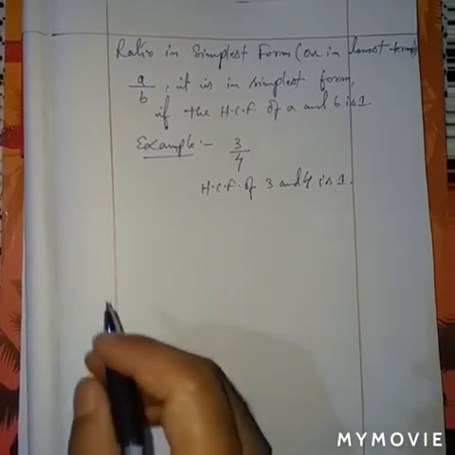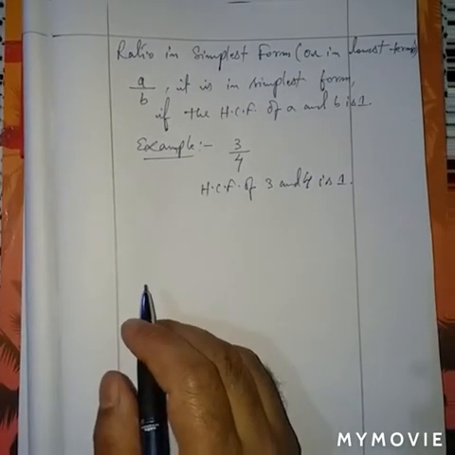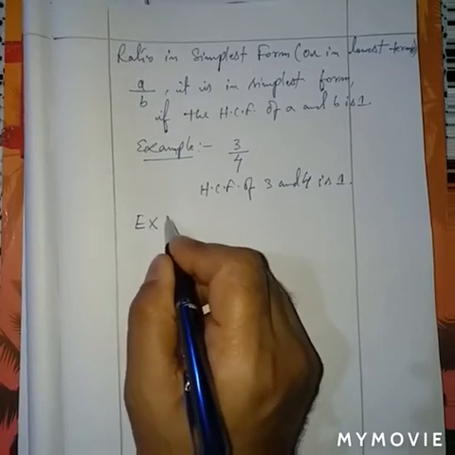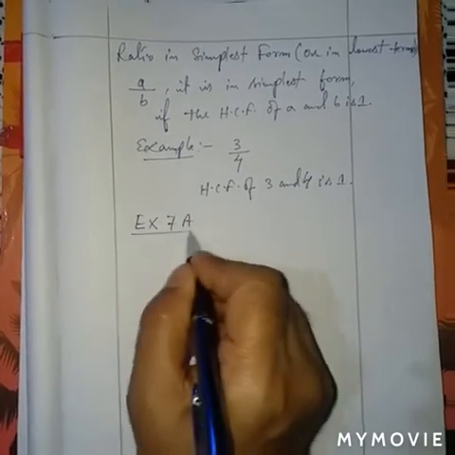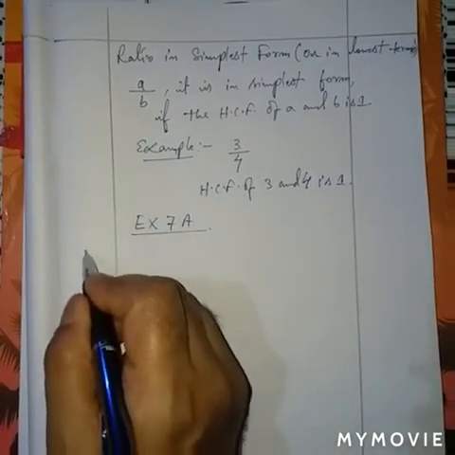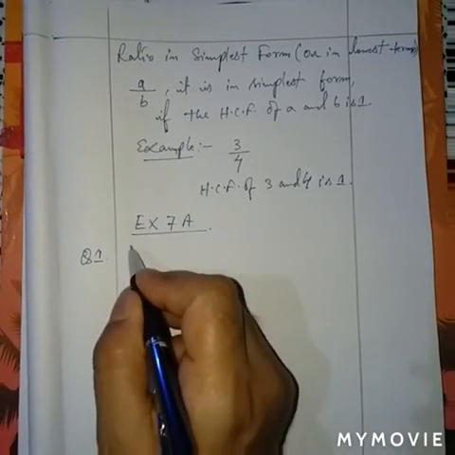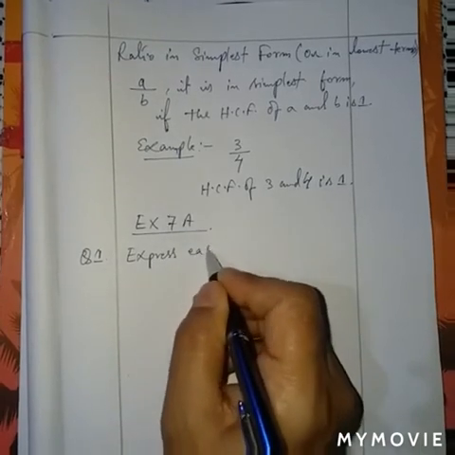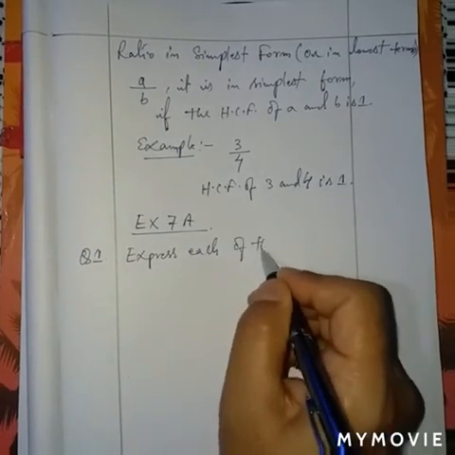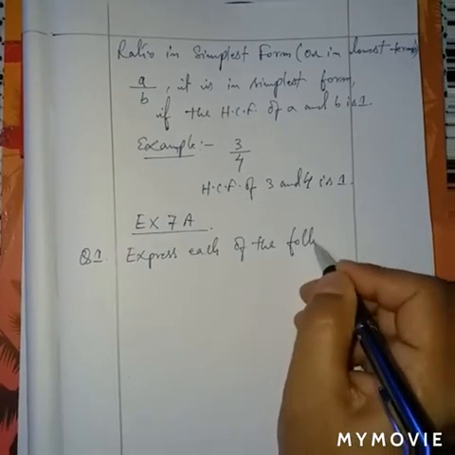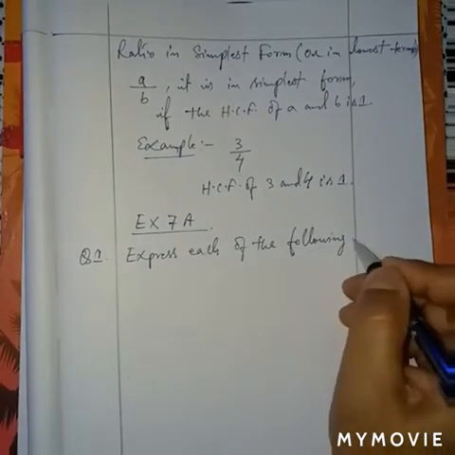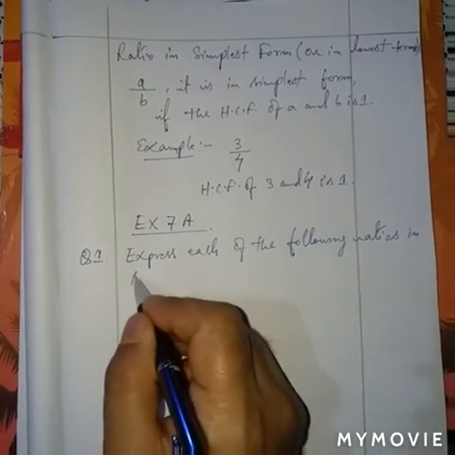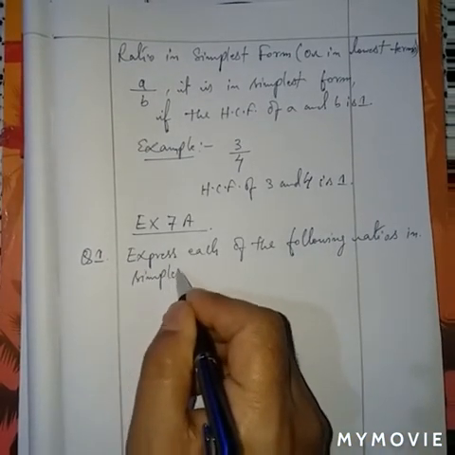So with all this, we can start our exercise. Exercise 7A. Question number 1 is to express each of the following ratios in simplest form.